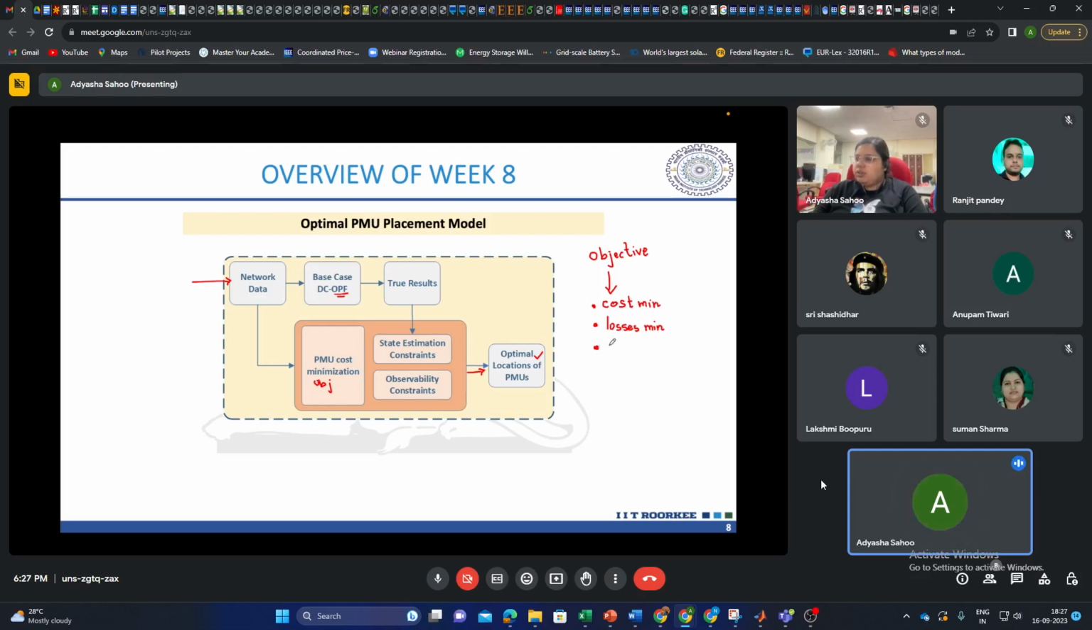Then any other objective in the context of emissions or pollution? What can we do for emissions?